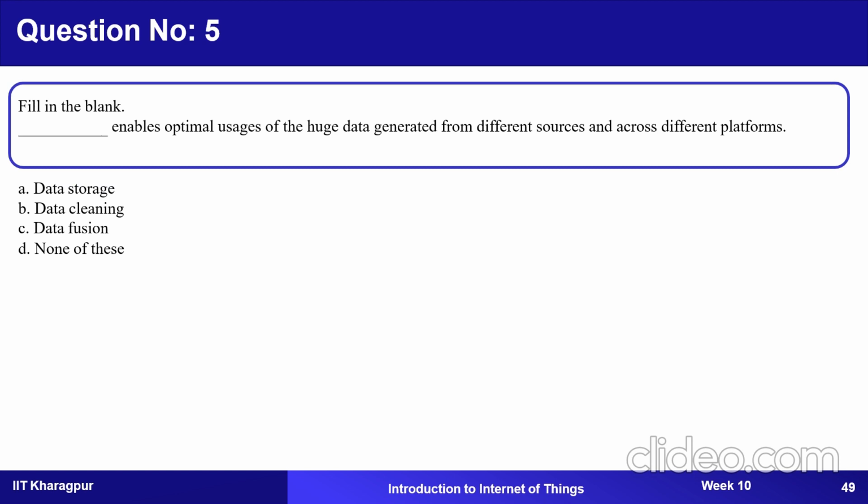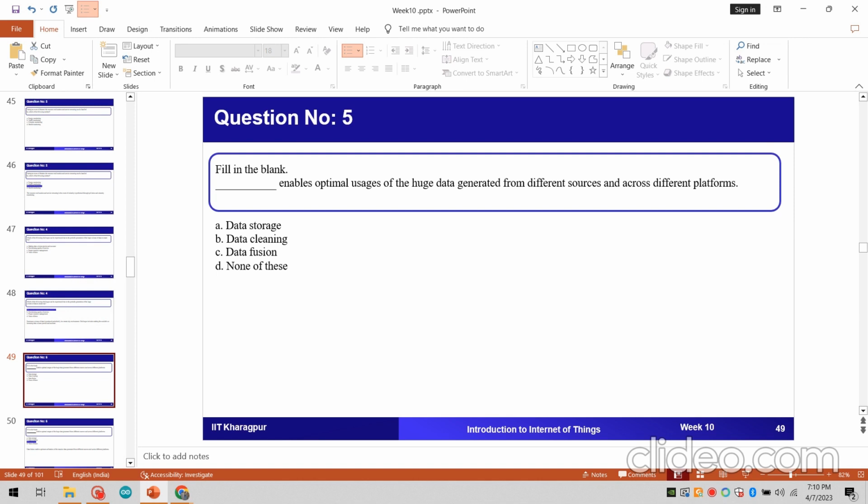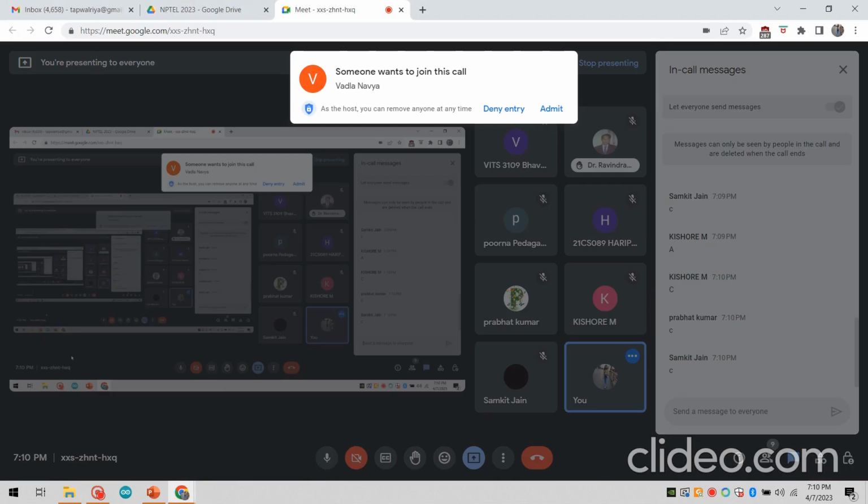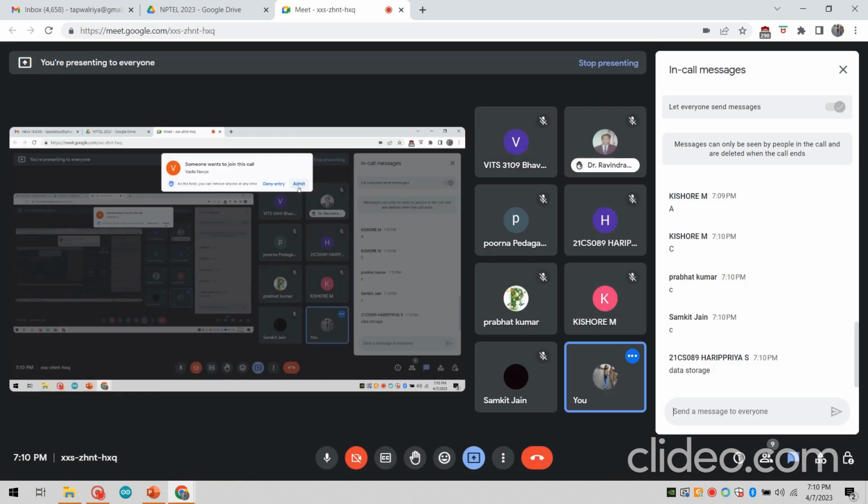Next question is: blank enables optimal usage of the huge data generated from different sources and across different platforms. Options are data storage, data cleaning, data fusion, none of these. C, data storage.